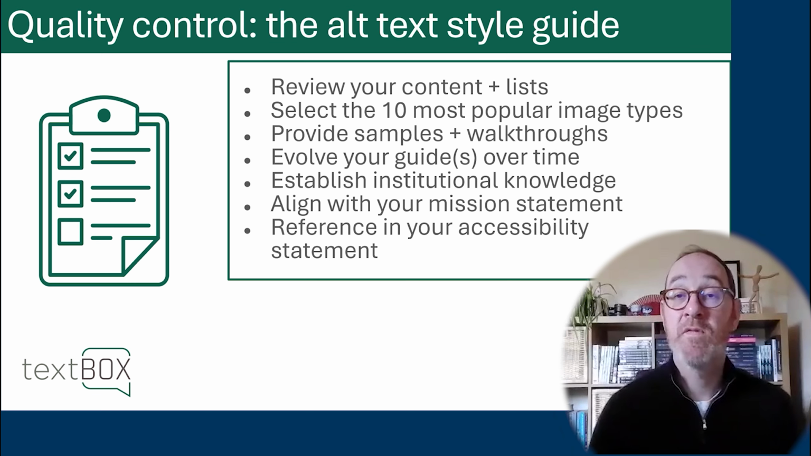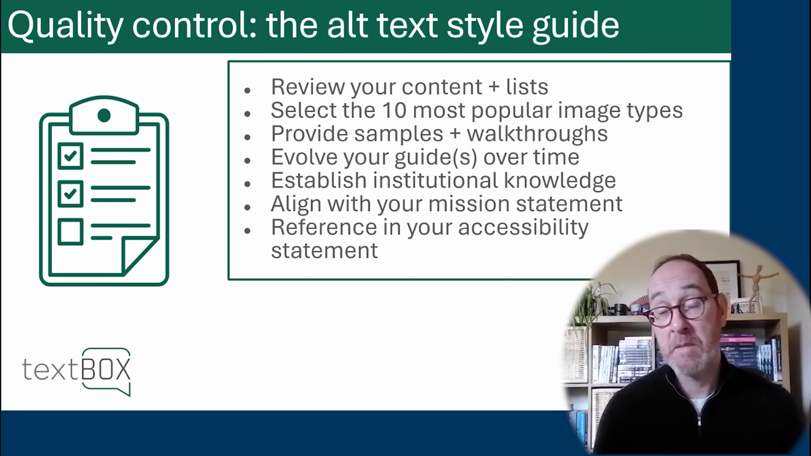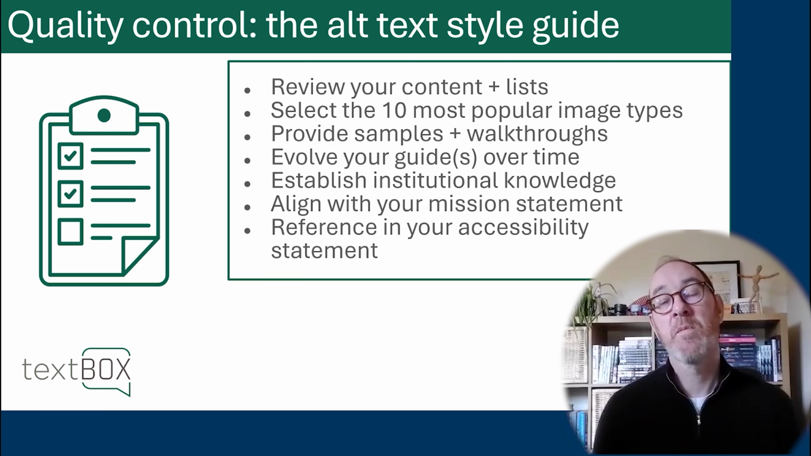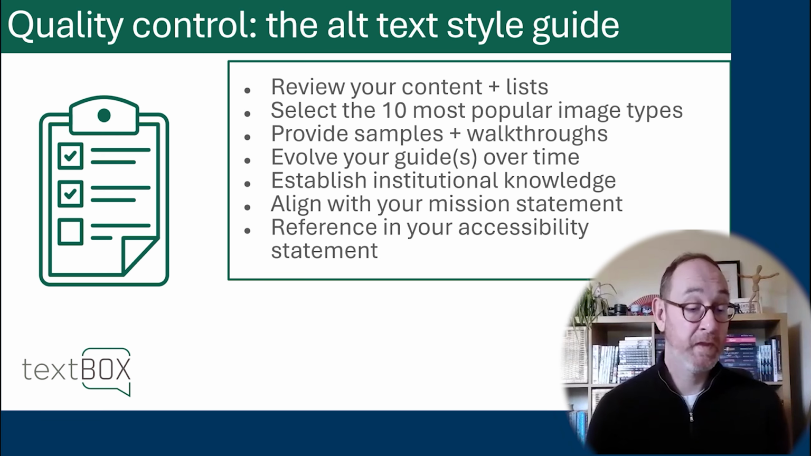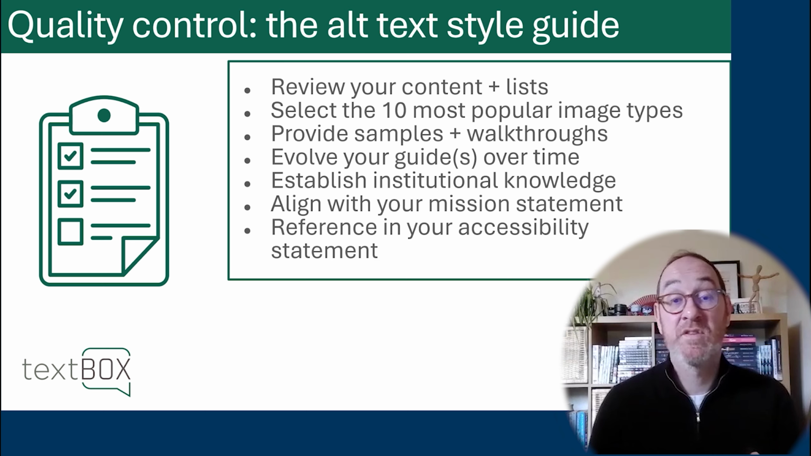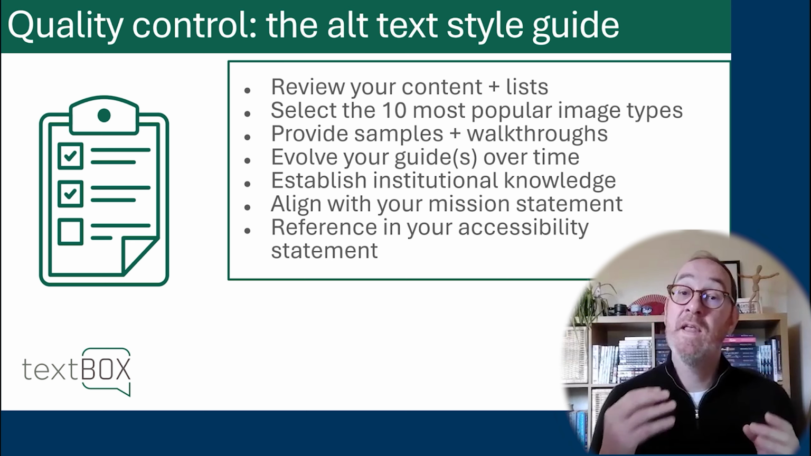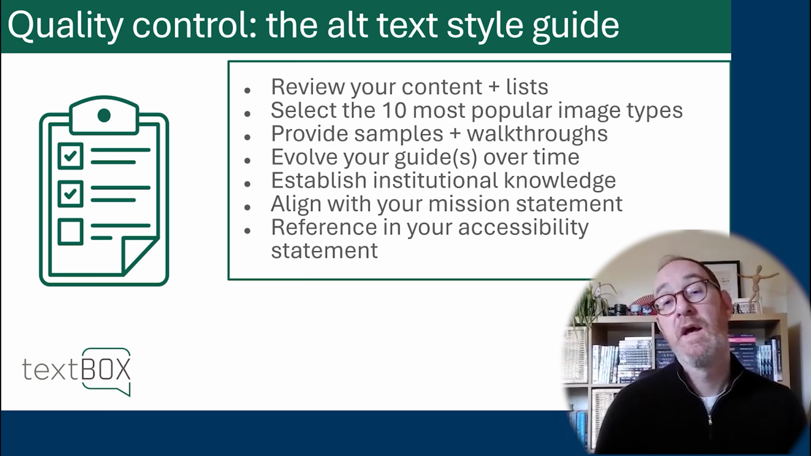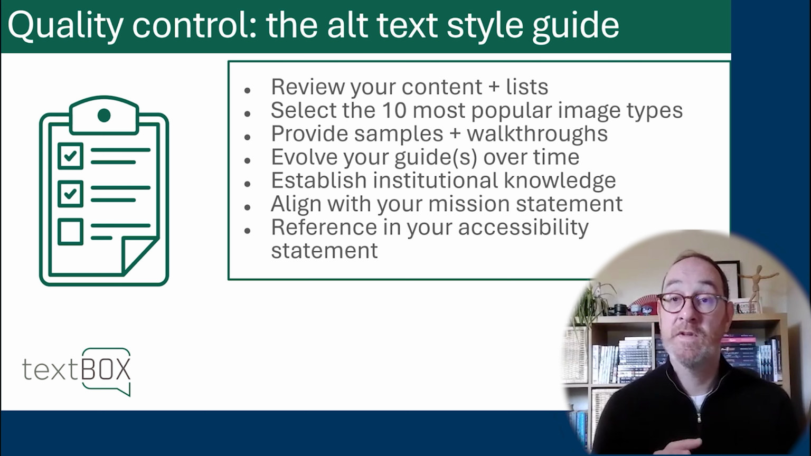So I would recommend reviewing your content and lists and imprints, and selecting 10, 12 of the most popular image types. So it could be something like line charts, pie charts, infographics, and then provide samples and walkthroughs of those images with descriptions. Now, your guide will evolve over time, and it may be guides as well. So you might have different guides for different genres or imprints, but it will evolve over time.